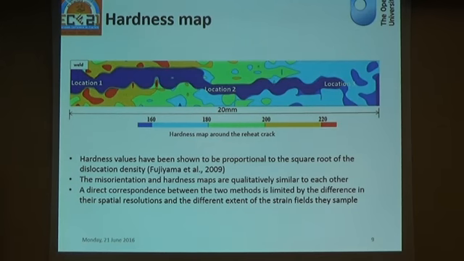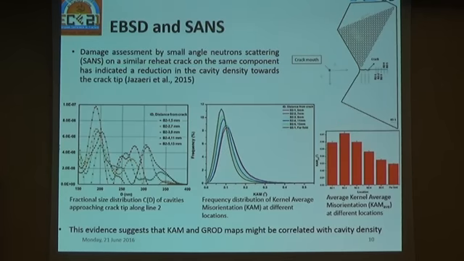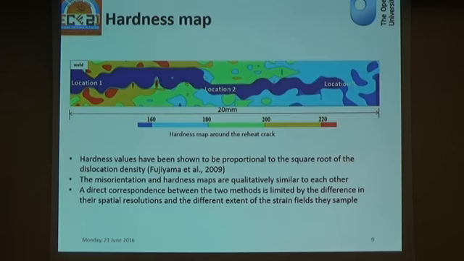So I have done micro hardness measurements along the crack. Hardness values have been shown to be proportional to the square root of dislocation densities. And misorientation maps and hardness maps qualitatively gave the same results, but it's difficult to compare both methods because of the difference in spatial resolution and the extent of strain fields they sampled.